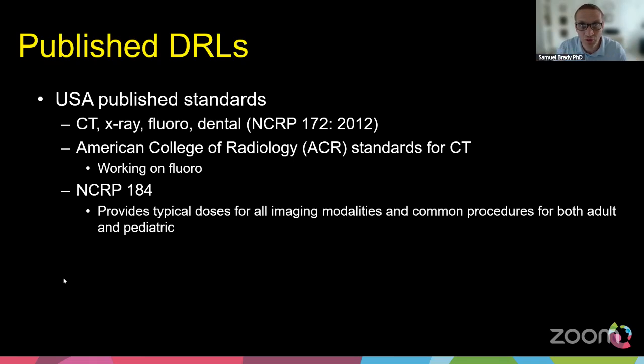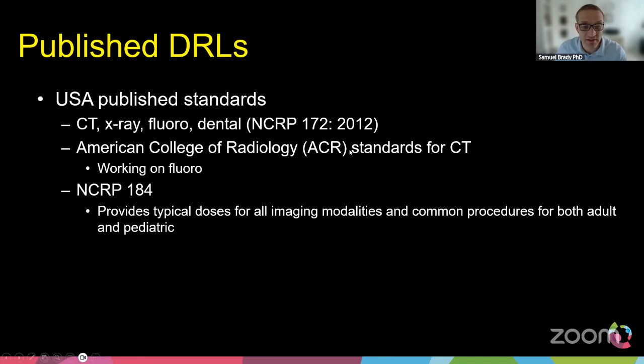There are multiple published values of DRLs all over the world. Here in the United States of America, we have report NCRP 172 published in 2012. In that report, it provided CT, X-ray, fluoro, and dental values for national DRLs.